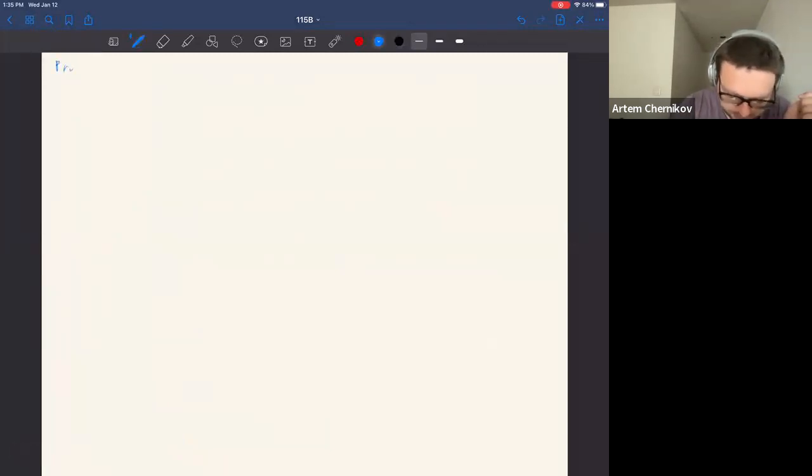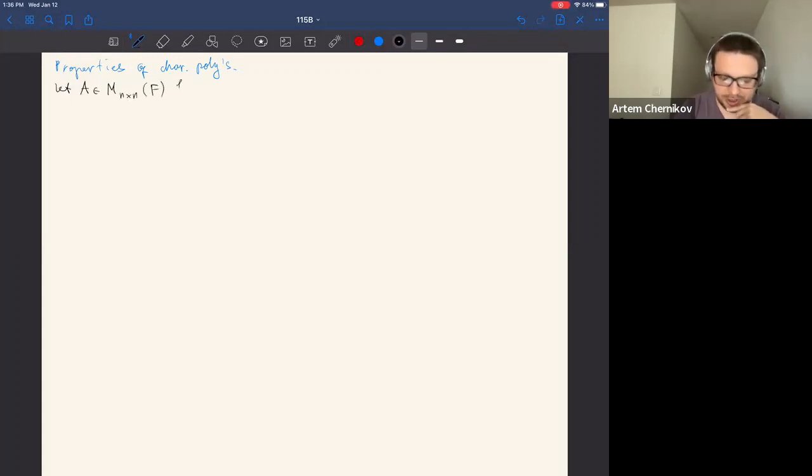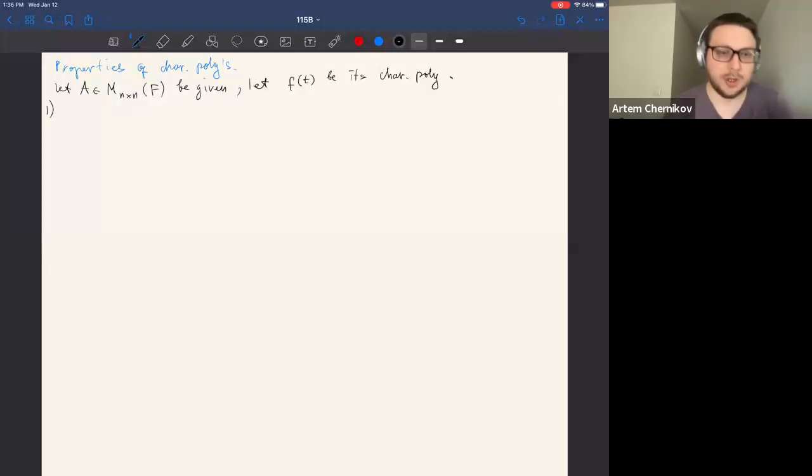Properties of characteristic polynomials. Let A be an n by n matrix over F, and let f of t be its characteristic polynomial. Then we have the following statements about this polynomial. The first point is that f of t is of degree n.